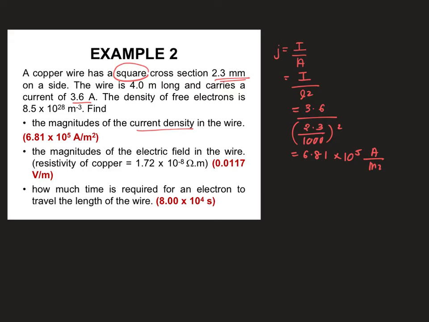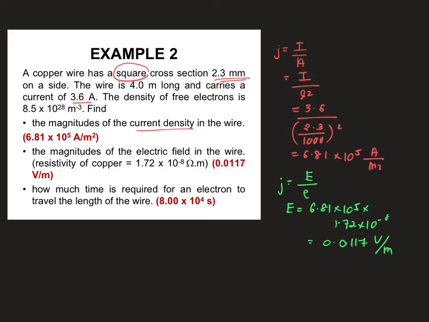Next, the magnitude of the electric field in the wire, and the question already gives you the resistivity. We know the relationship between current density, electric field and resistivity is J equals electric field over resistivity. So E is going to be J, the current density, power of 5, times the resistivity, which is 1.72 power of negative 8. You are going to get your answer as 0.0117 volt per meter.